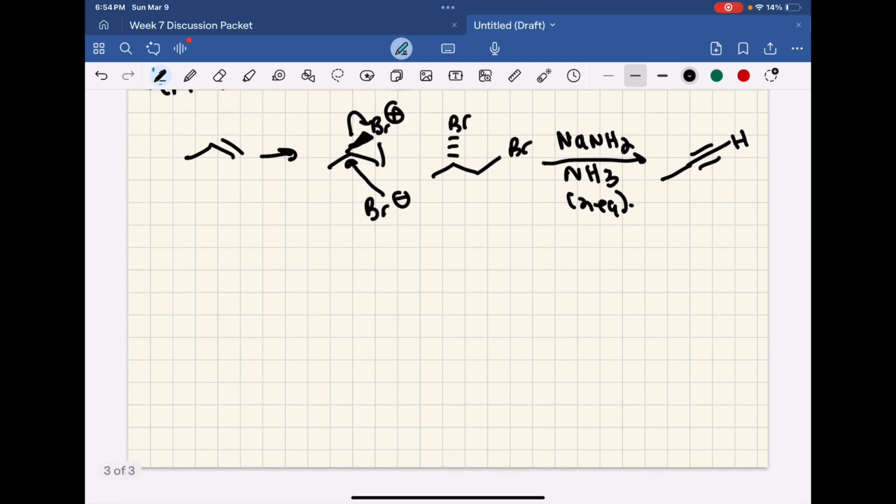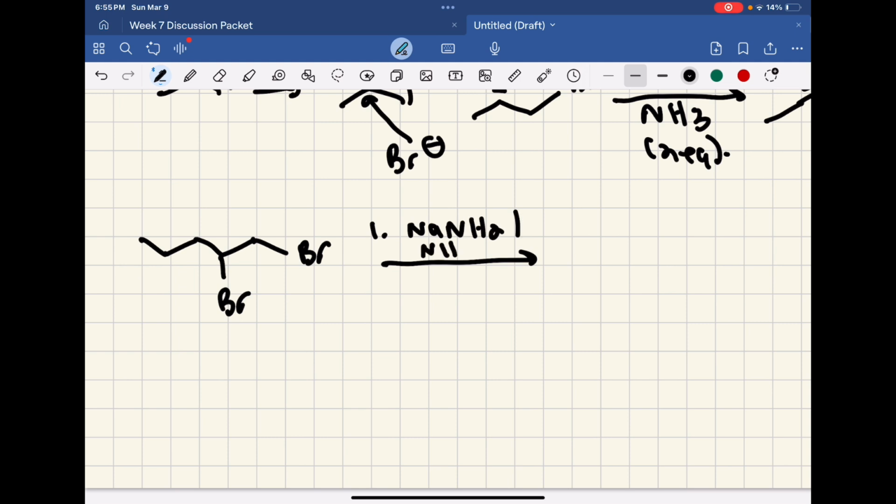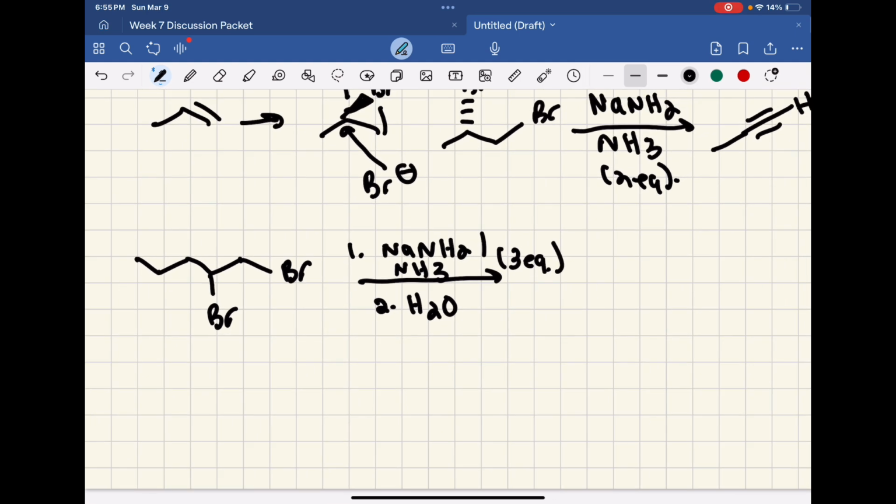Okay, maybe I'll give you one example with actual atoms on it. So if I had this, step 1, NaNH2, NH3. Let's do that, and let me do 3 equivalents. I'm going to draw in protons just for clarity.